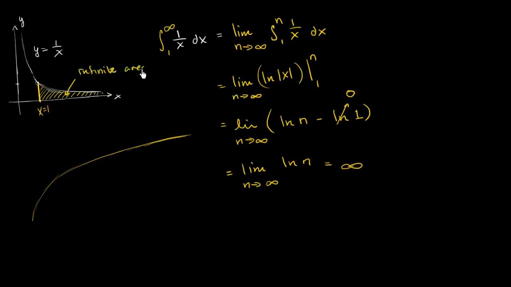It's interesting. When this function decreased faster, when it was 1 over x squared, we had a finite area. Now we have an infinite area. And so we would say that this improper integral is divergent. Divergent. And we're done.